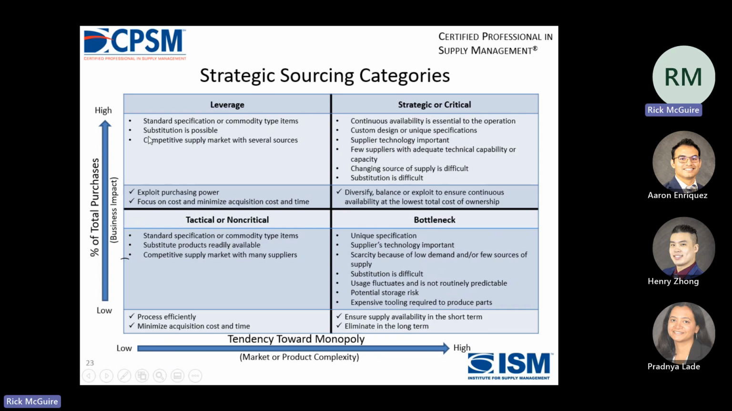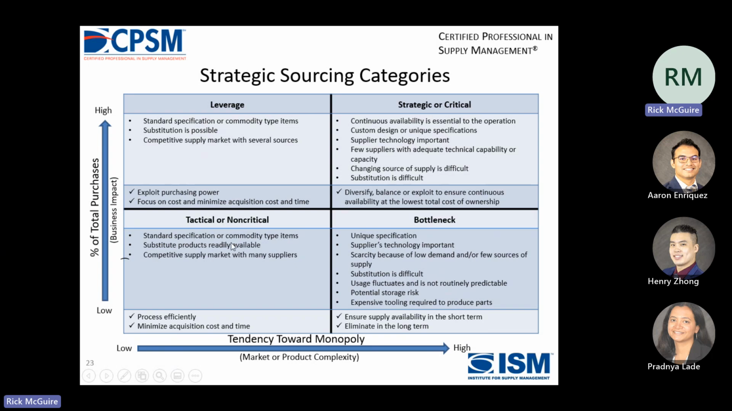Leverage. This is a high spend, but there's a lot of companies in the industry, and this is where purchasing loves to operate. This is tires and metal benders and all kinds of things like that. So we can work one supplier against the other because there's a number of people in the industry that all pretty much can meet our needs.